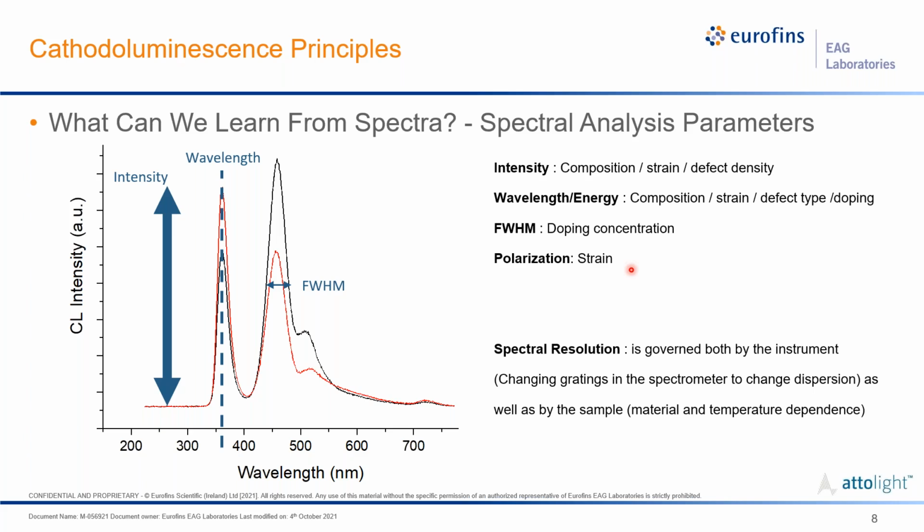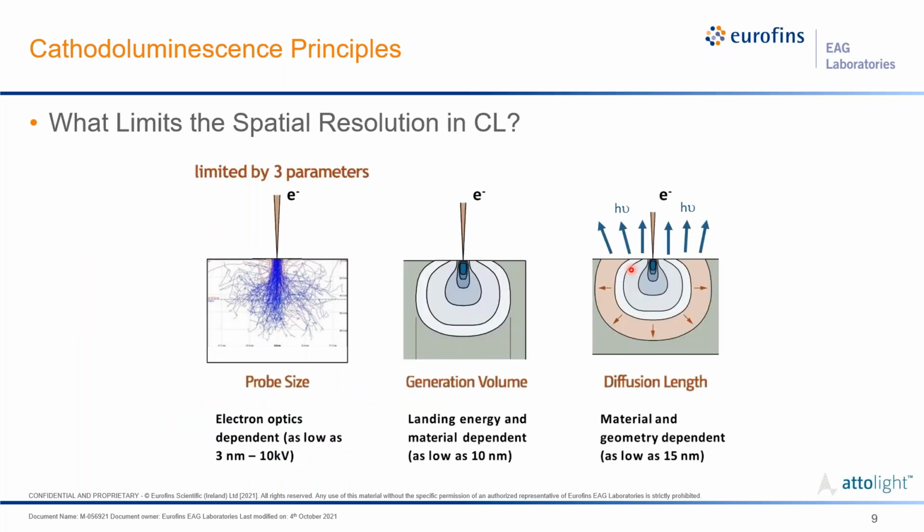Then it's important to note that the spectral resolution is governed both by the instrument, so we can change gratings or change the settings of our instrument to effectively change, let's say, things like the dispersion of the light across the detector, as well as the sample itself. And that's both the material and then also temperature dependence of the sample. So these are all parameters we can investigate with these kinds of analysis if you have the right type of tool. And some of the things we have to think about with regards to SEM-CL are what is limiting the spatial resolution, or what kind of resolutions can we achieve with this technique.